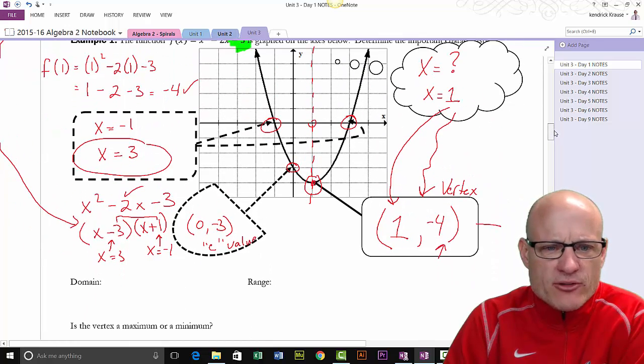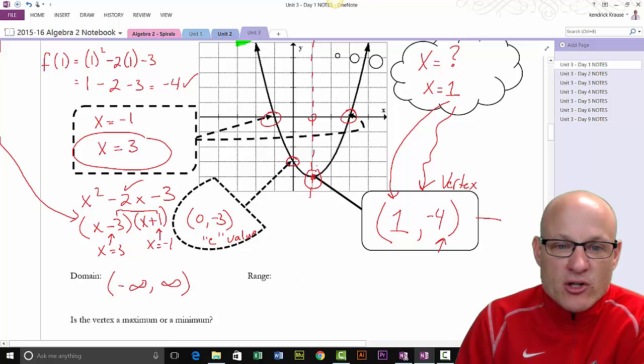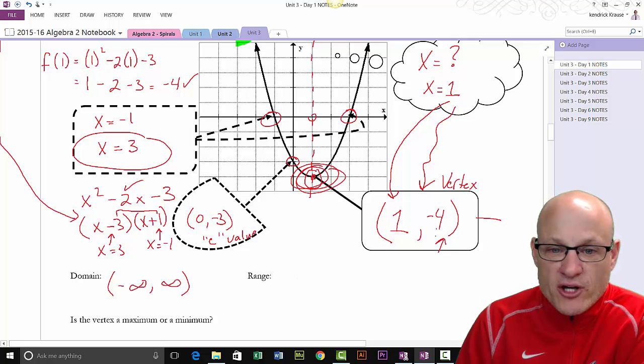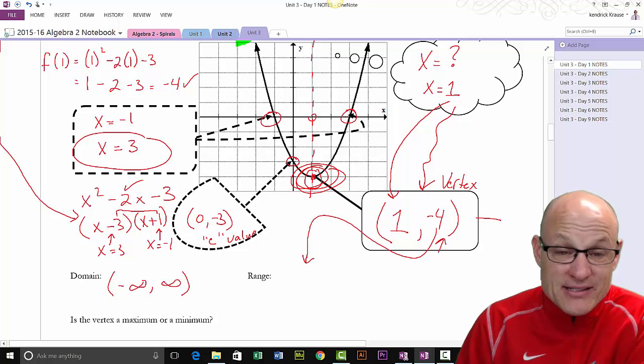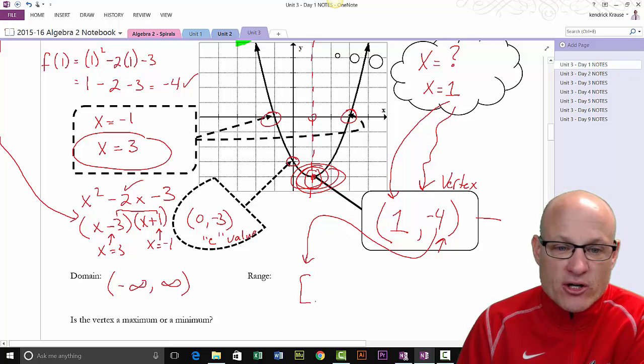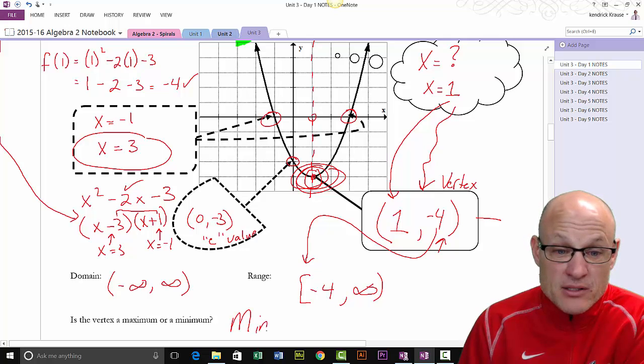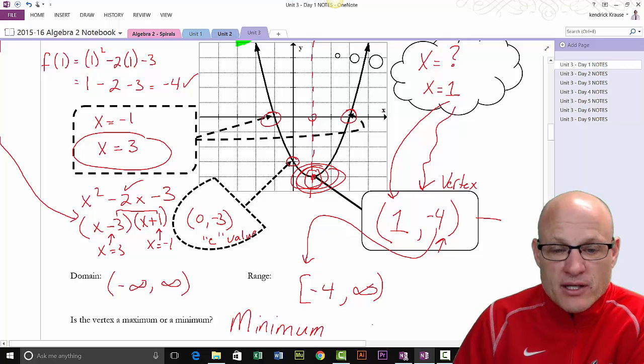Let's move on. Oh, domain and range. We've already said this before. Domain, -infinity to positive infinity. In this particular one, the range, again, this is our lowest value. Range will always start or end at the y value of the vertex. In this case, it's going to start at the y value, and it's going to go forever and ever up. And the reason it's going to start at the y value and go up is because it is a minimum. Minimum. I think I spelled that right.